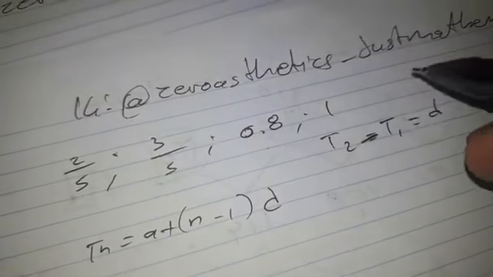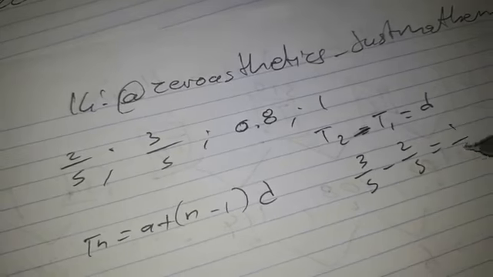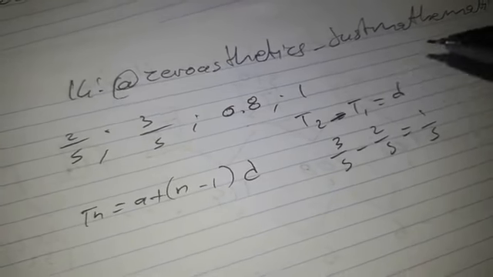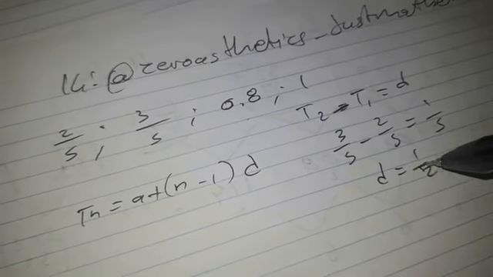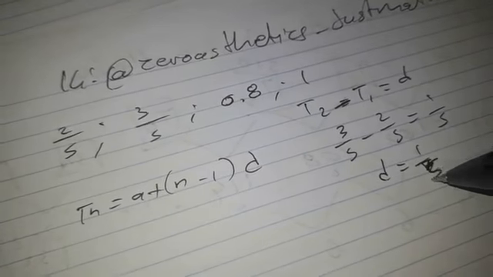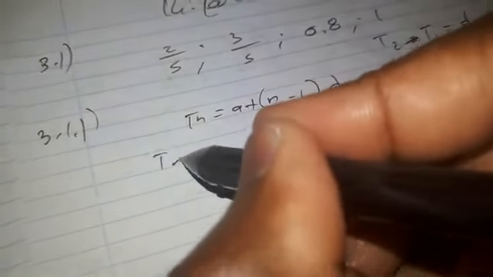It's t2 minus t1, so this value minus this value. That's 1/5, so d is 1/5. It's clearly given. And then our value for a is also given, it's just 2/5. So just throw those into your formula and then simplify if you want.